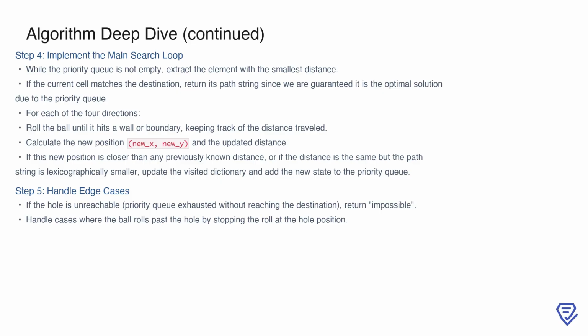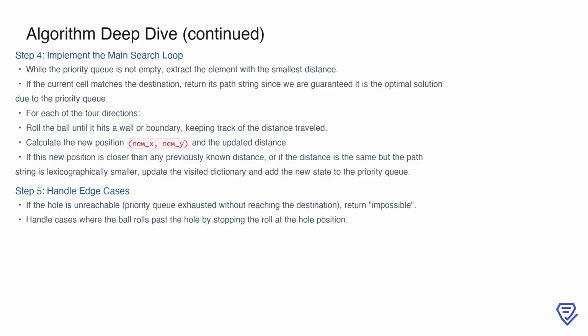The algorithm proceeds by implementing a main search loop. As long as the priority queue is not empty, we extract the element with the smallest distance, which guarantees that we are always working on the shortest path available. If the current position matches the destination, we can immediately return the path string since the priority queue ensures it is the optimal solution. For every direction, we simulate the ball rolling by moving it in that direction until it encounters a wall or the grid boundary.